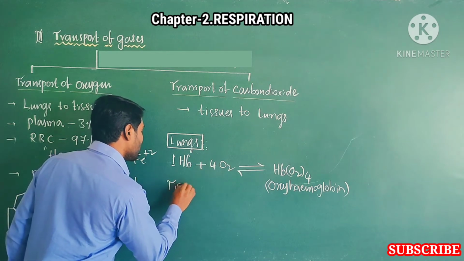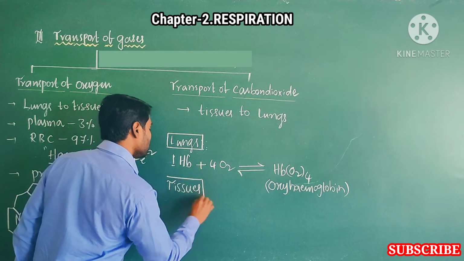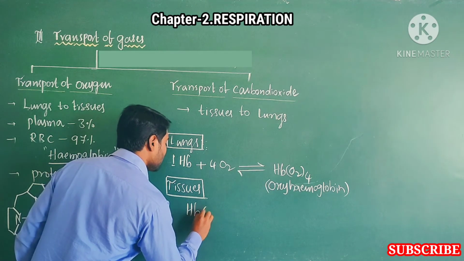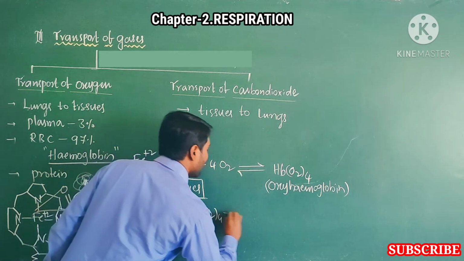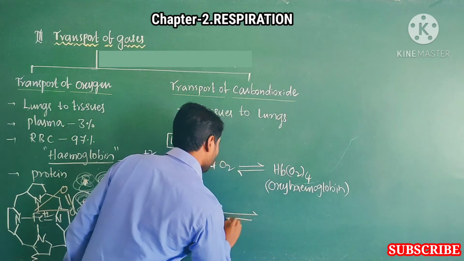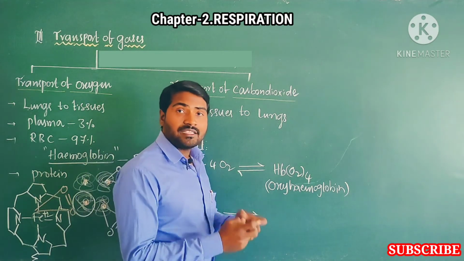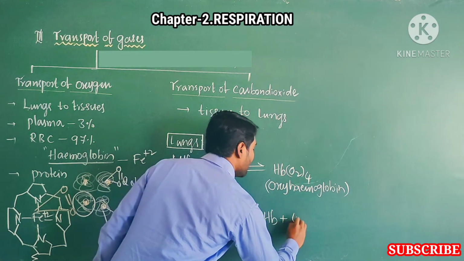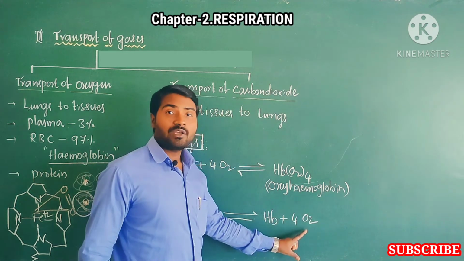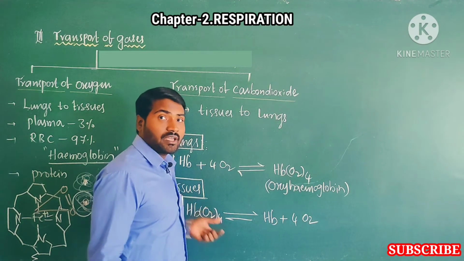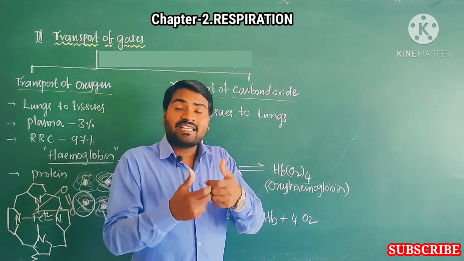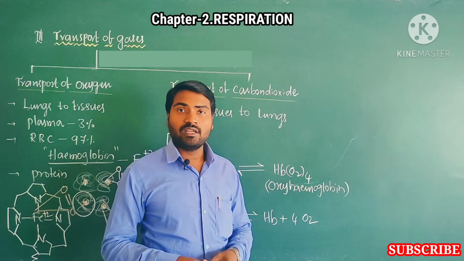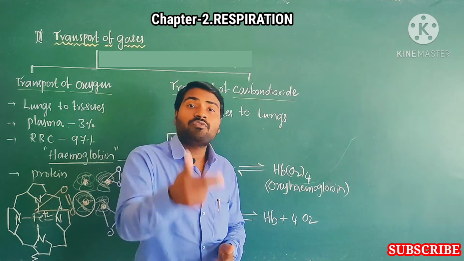Once it reaches the tissues, what happens? The oxyhemoglobin again dissociates, separates. Hemoglobin is separated and it releases 4 oxygen molecules in tissues. From the capillaries, oxygen separates and hemoglobin remains in the blood capillary only. This oxygen diffuses into the cell.